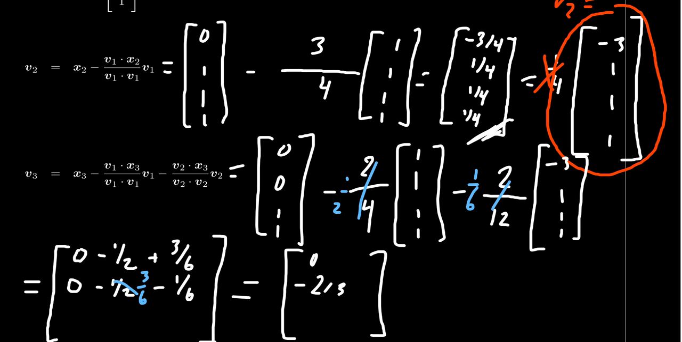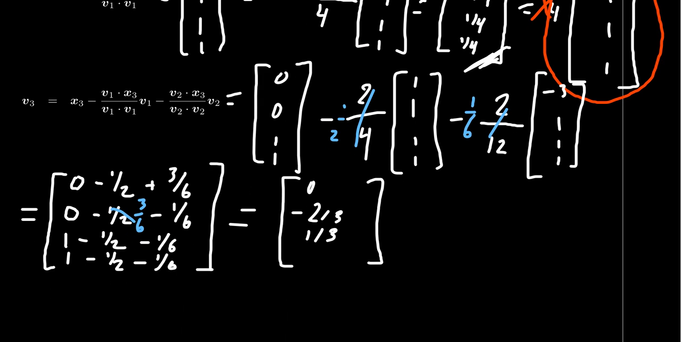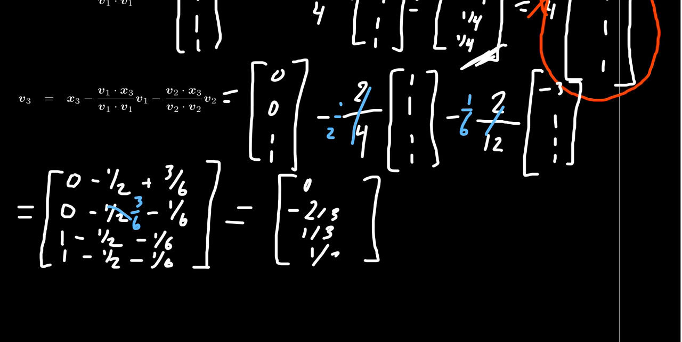And then the third component is going to be 1 minus 1/2 minus 1/6. So this is going to take the negative 2/3 we had before, but we're adding 1 to it. So we get a positive 1/3. And then the last component is the exact same thing. So we get another 1/3 as well. And so this is our vector V3. If you don't like the fractions, again, we could factor out the 1/3. And so we get 0, negative 2, 1, and 1.